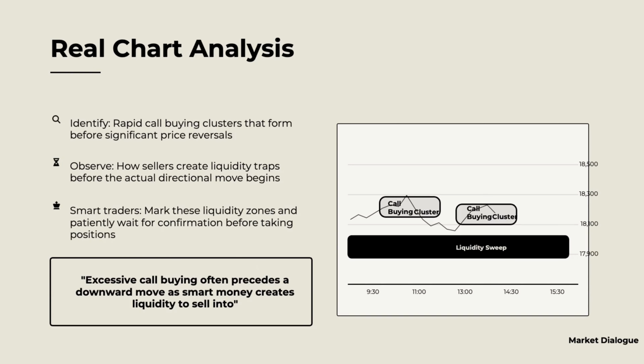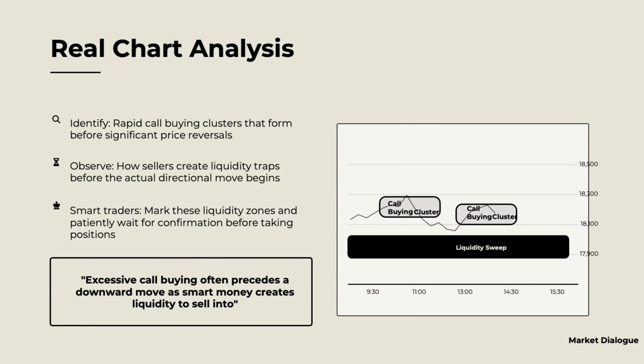Theory is great, but let's see this in action with real Indian stock market data. Look at this chart. See these two areas I've marked. These are call buying clusters, periods where retail traders aggressively bought call options, expecting upward momentum. What happened next? In both cases, price reversed. The first cluster led to a liquidity sweep downward. The second cluster is still pending a sweep.